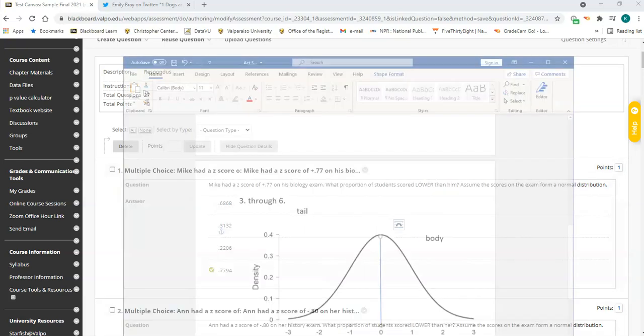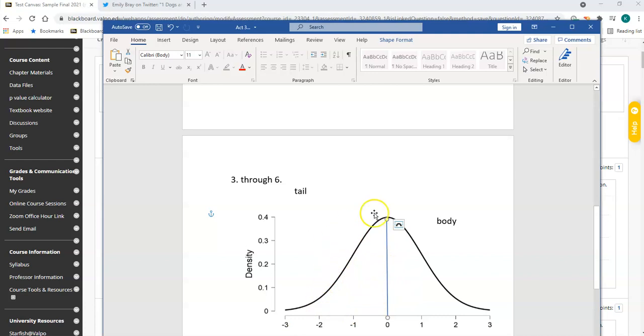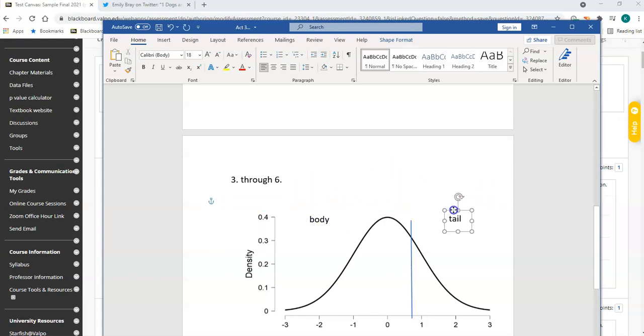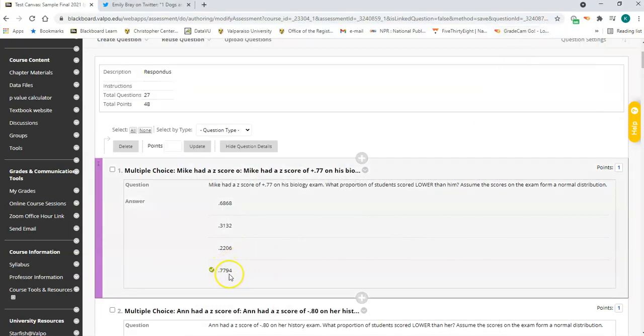So quick picture for you. Draw a normal curve, locate where positive 0.77 is, that would be about there. And the question asks for lower, so that is clearly a body, and the tail would be up on this side. So now you want to go to Appendix A in the book, and find the z-score of 0.77, and then find the numbers under the body column. And if you do that, you will find that this is the number.